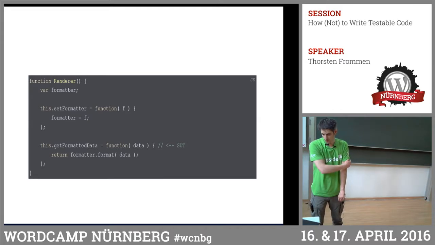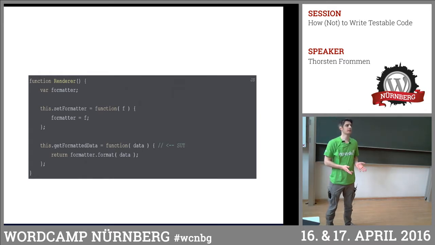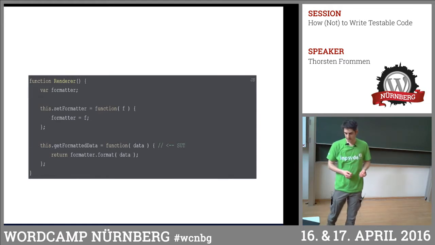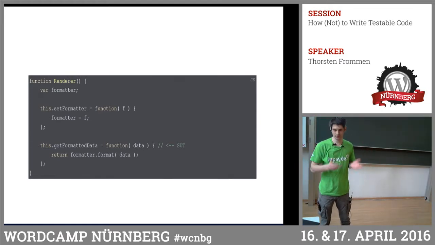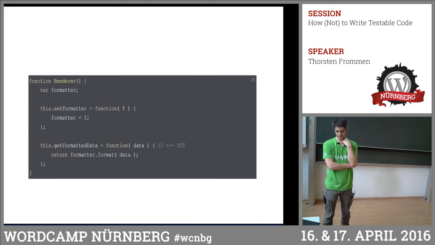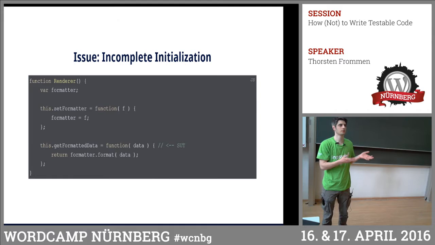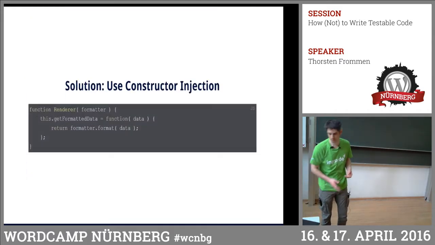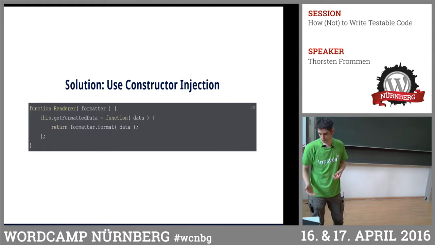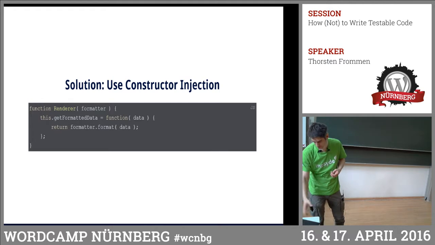The problem here is, if I want to test getFormattedData, my object might not be completely initialized, because getFormattedData is using the formatter, which is a property of my object, which is not set by constructing the object, but is set by calling the setFormatter method. So calling getFormattedData before setting my formatter leads to some error or warning depending on my language and settings. So use constructor injection: inject the object by creating my object, and then everything's cool because the formatter is there.